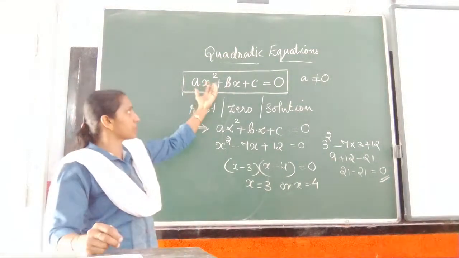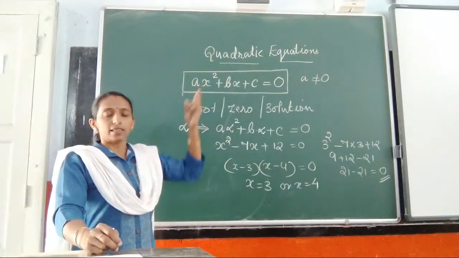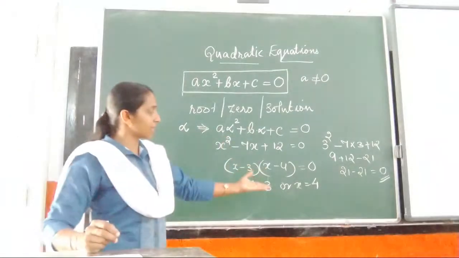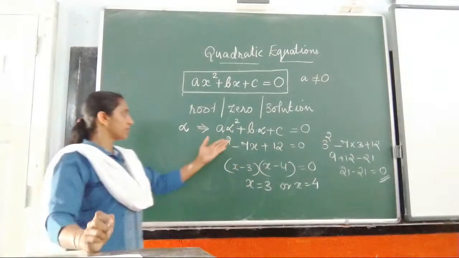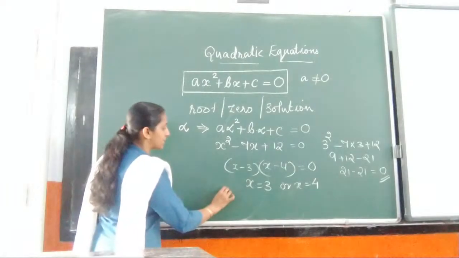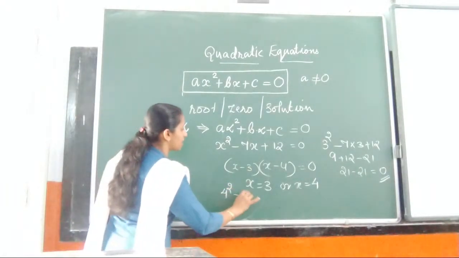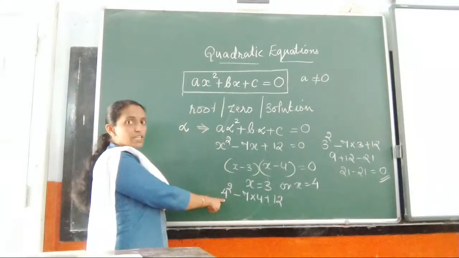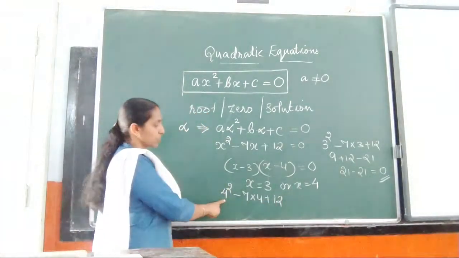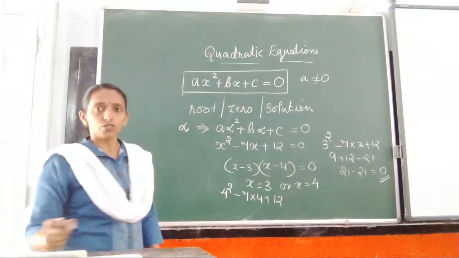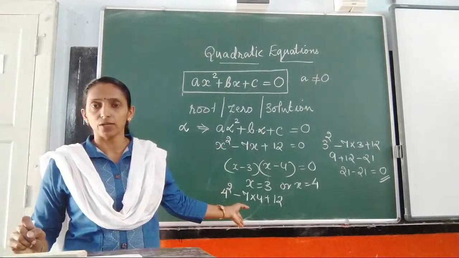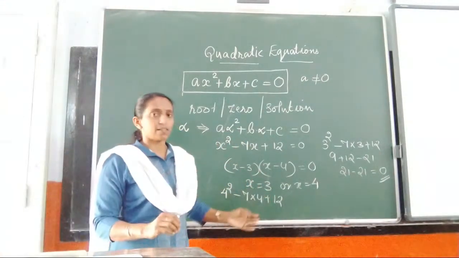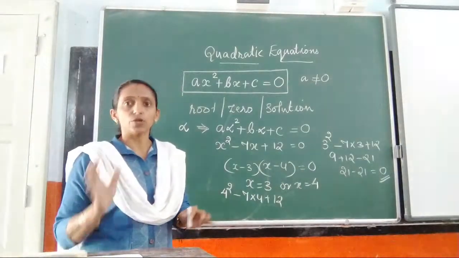As this quadratic equation has degree 2, there will be two values for x, and both the values will satisfy it. Instead of 3, substitute 4. If you substitute 4, you will get 0 only. 4 square minus 7 into 4 plus 12: 16 plus 12 is 28, 28 minus 28. There also you get the value equal to 0.